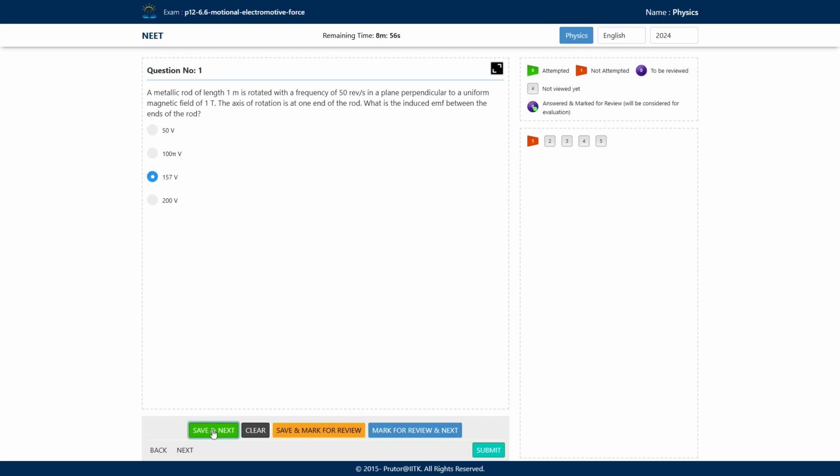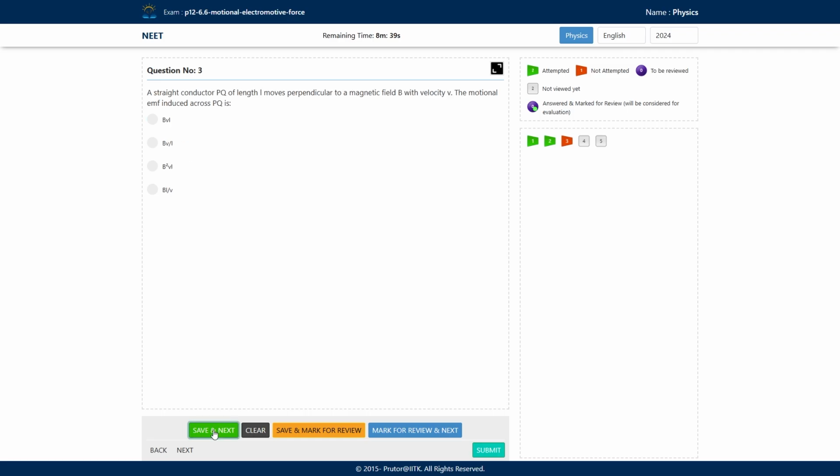Okay, third option. A wheel with 10 metallic spokes of 0.5 meter each rotates at 120 revolutions per minute in Earth's magnetic field, 0.4 gauss. The induced EMF between the axle and rim is. Okay, this is the same question.